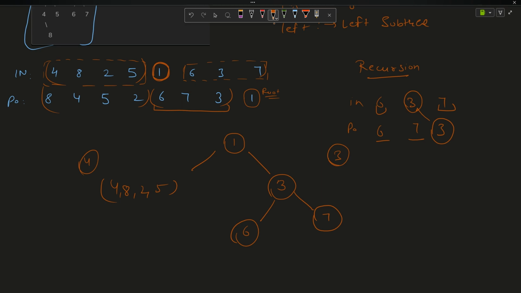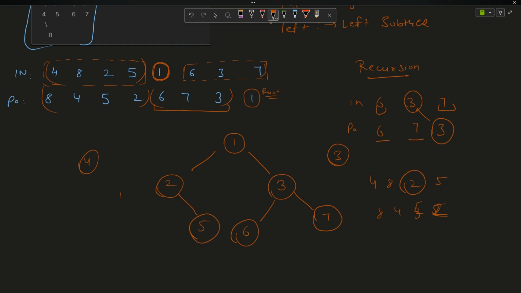Same way I can do it for the left subtree, that is it will be 4, 8, 2, 5 here and 8, 4, 5, 2 here. That means I can rub this down and I can say my 2, this is 2 here, right? So my 2 is my node here, and 5 is the right of 2.